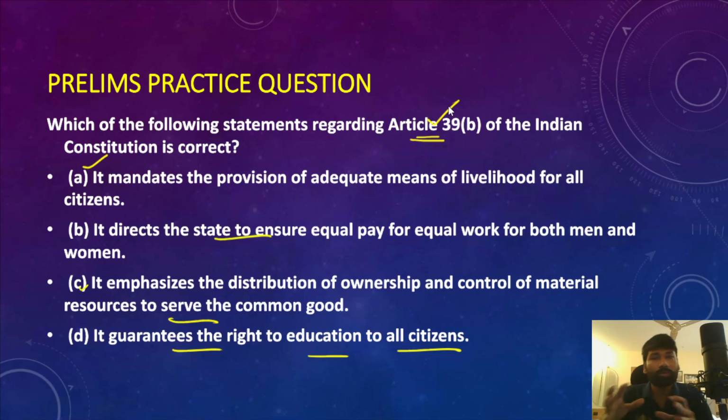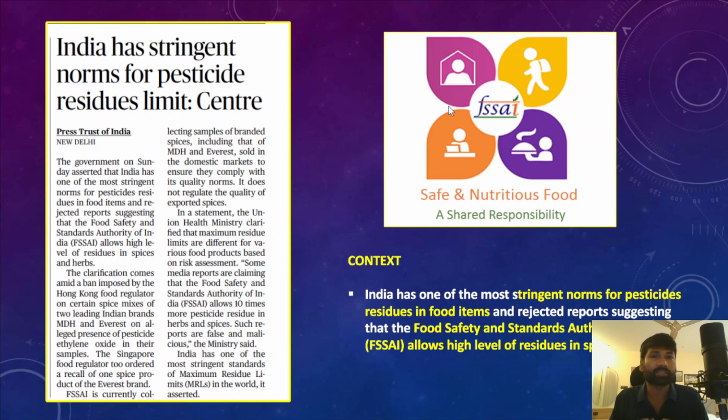So we'll proceed further to discuss today's important news articles. The first very important news article is that India has stringent norms for pesticide residue limits. Recently, Indian spices were rejected in Hong Kong and also in Singapore because they had pesticide residue content, and that could pose significant health risks for consumers.